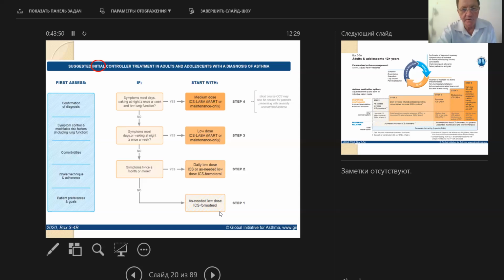And if it's for initial therapy, it's the first step, the first contact with the patient. That's why the severity of bronchial asthma can be evaluated according to symptoms. You should ask the patient how many times per day the patient has exacerbation of these symptoms, or during the night. That's why according to these symptoms, you make a conclusion about the severity of bronchial asthma and prescribe initial controller treatment.